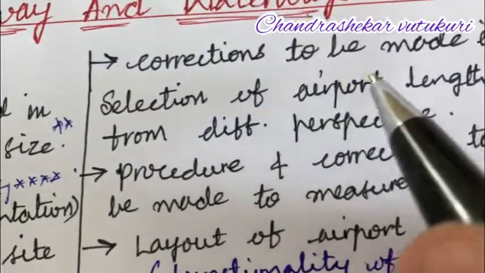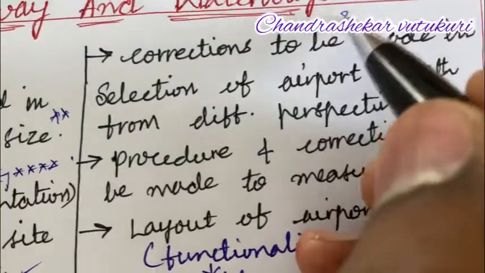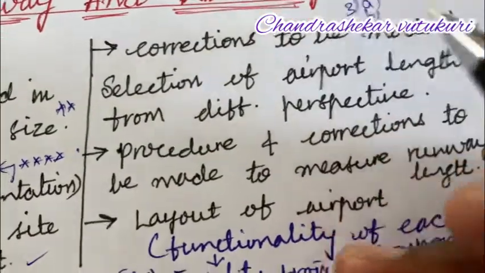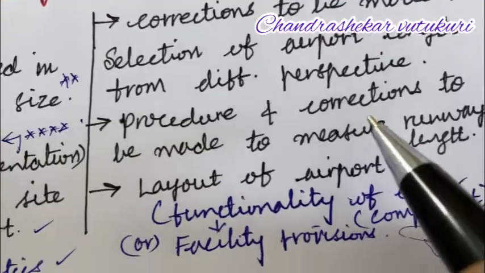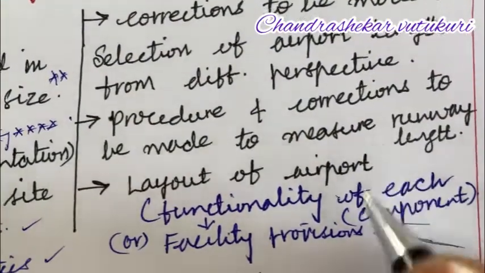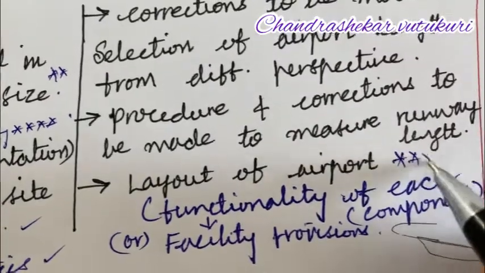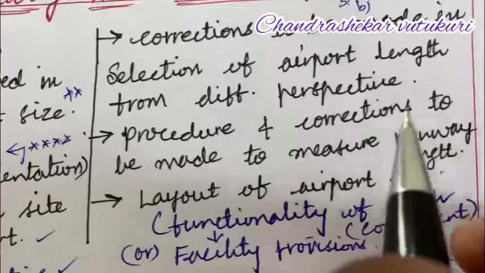The other question I can give you is the corrections to be made in selection of airport length from different perspectives, which is said to be the topmost question, which may occur in 3A or 3B this time. Precision and corrections to be made to the measured runway length, and the layout of airport and the functionality of each component as well as facility provisions is said to be the topmost question. Do not expect the 3A and 3B from here.